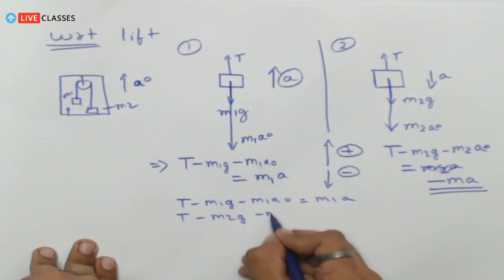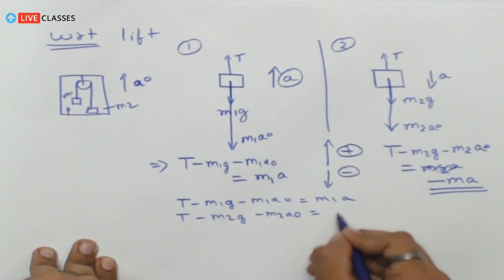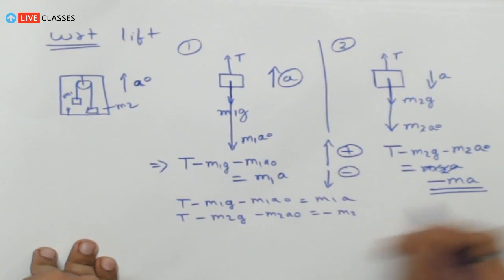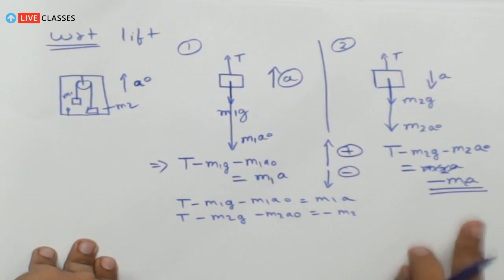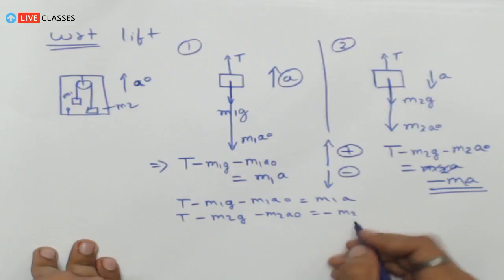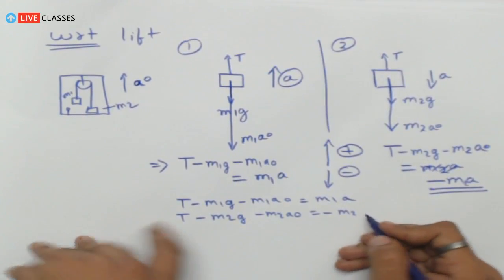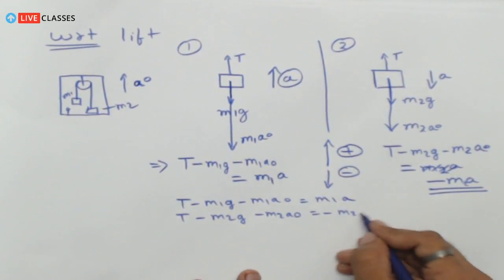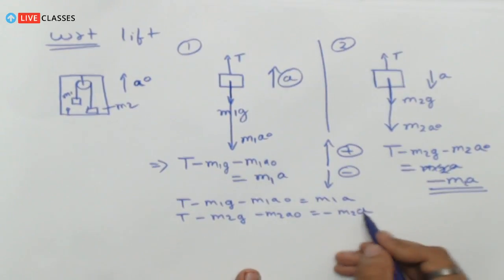G minus, see, I have here missed 2. Remember this kind of silly mistakes. You can't afford this kind of silly mistakes in JEE Mains or Advanced.